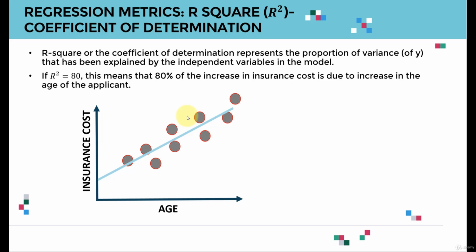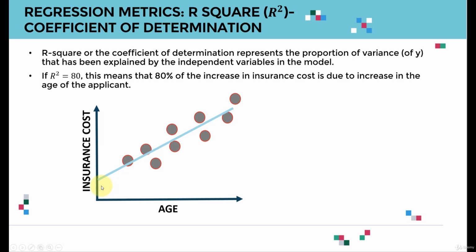So the next KPI that we have is what we call R squared, or coefficient of determination. R squared represents the proportion of variance of the variable y, the output, that has been explained by the independent variables in the model, or x, for example. So let's take a look at an example.